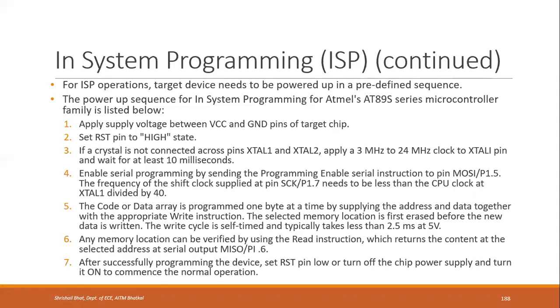If a crystal is not connected across the crystal pins, that is crystal 1 and crystal 2, then apply a clock of 3 megahertz to 24 megahertz to the crystal 1 pin and wait for at least 10 milliseconds. This will act as the clock for the programming. Then enable serial programming by sending the programming enable serial instruction to a particular pin, that is P1.5 in this microcontroller. It will be connected to MOSI, master out slave in.